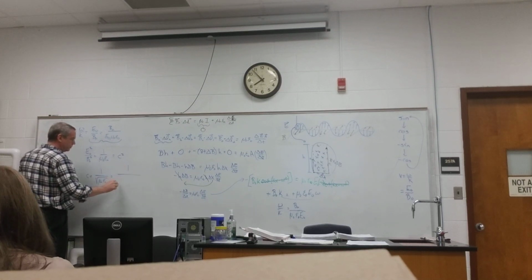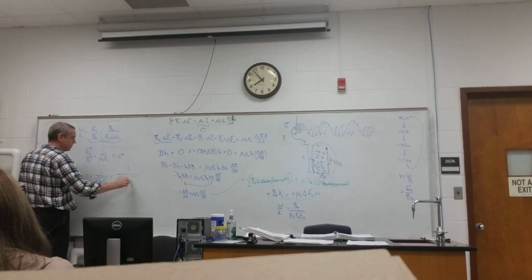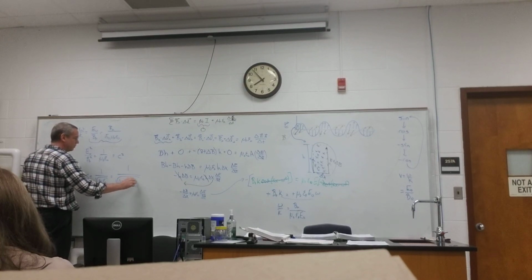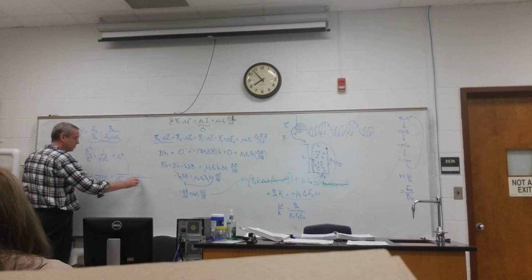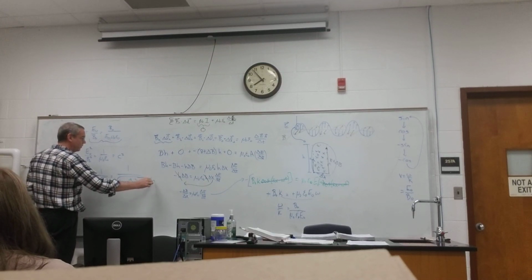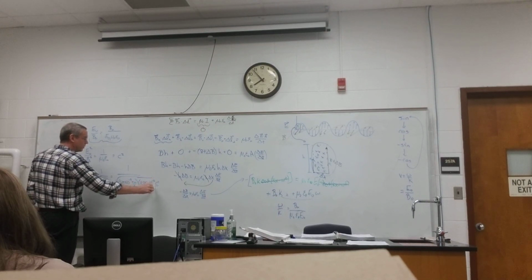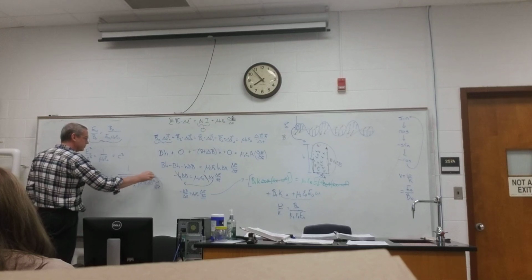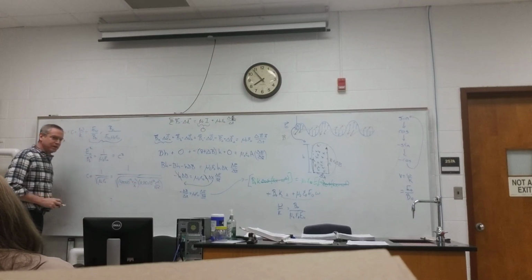Which is 1 over the square root of 4 pi times 10 to the negative 7th Tesla meters per ampere, I believe, times epsilon sub naught, 8.85 times 10 to the negative 12th Coulomb squared per Newton meter squared. And so I'll be kind enough to do that.